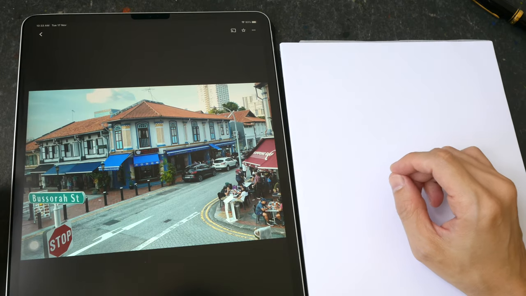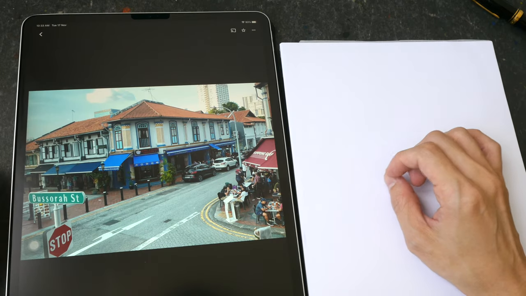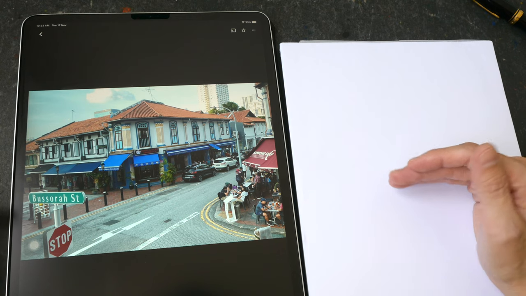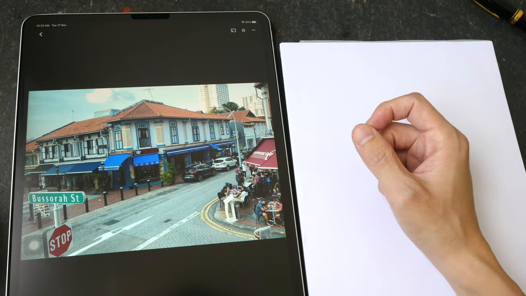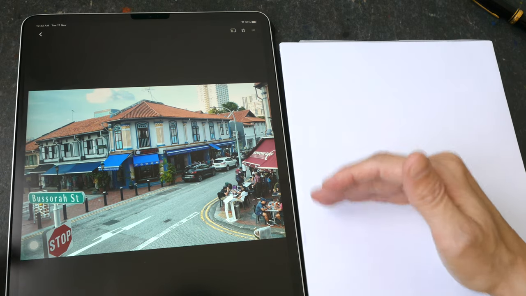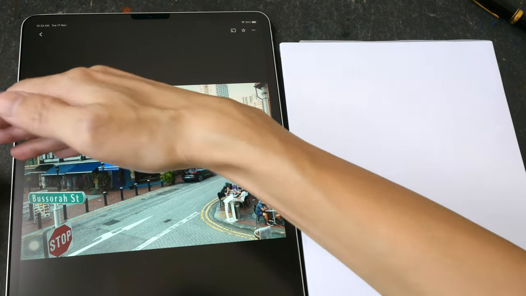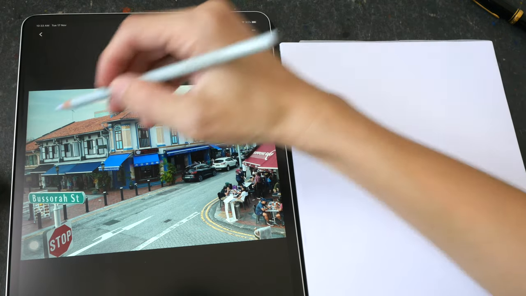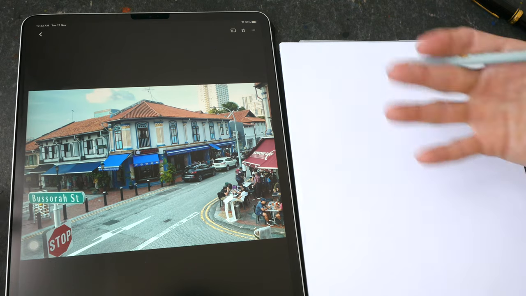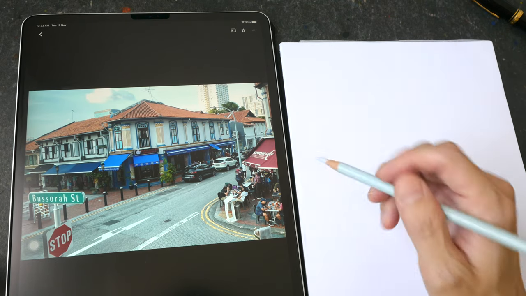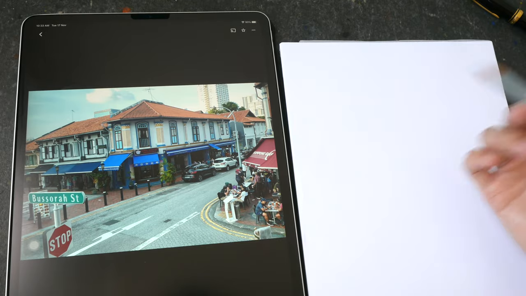The first thing you should know and remember is your eye level usually coincides with the horizon line. So for this particular photo, it was taken on a second floor and the horizon line is actually somewhere around here. So it was taken on a second floor, which is higher ground, which is why we are able to see more of the ground.